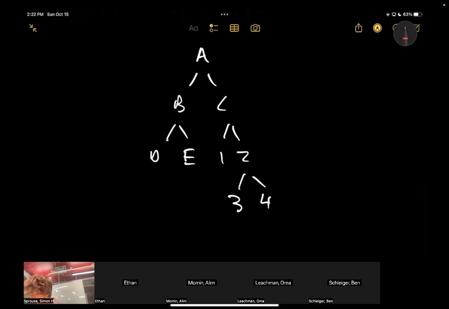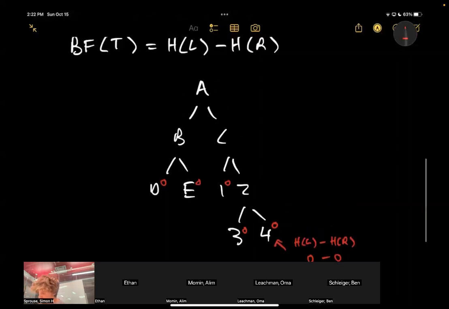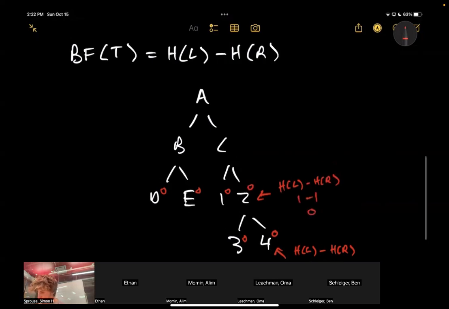So for this node right here, we're looking at height of left minus height of right. As we can see, this is 0 minus 0. So it's got an AVL balance factor of 0. And that's going to be true of all of the leaf nodes, so we can just go ahead and write that. I hope it's obvious that the leaf nodes are always balanced. Okay, let's do this node. So height of the left minus height of the right. As we can see, these are both 1. So this is also a balance factor of 0.